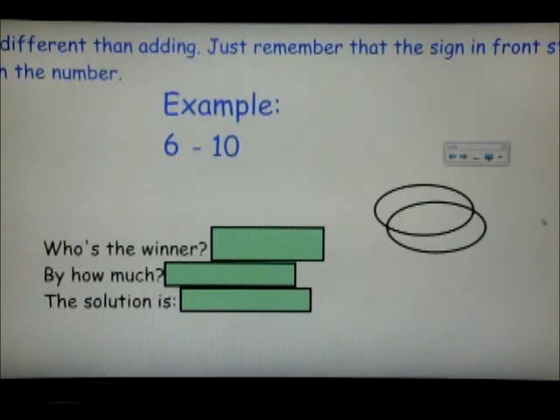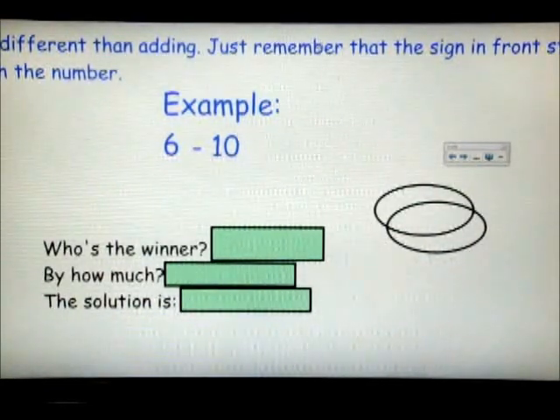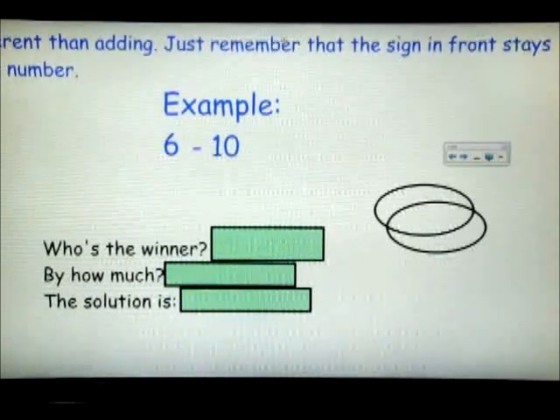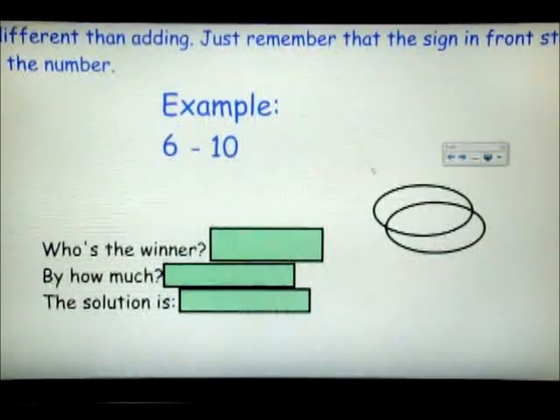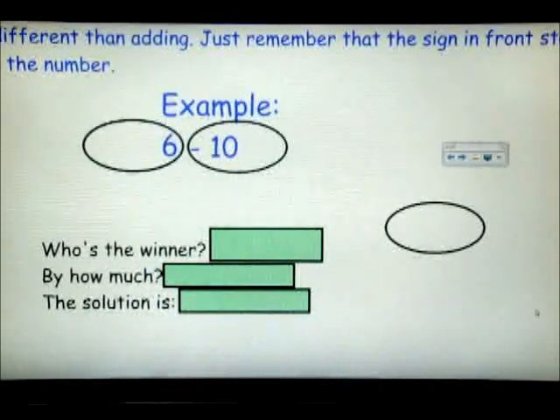So, like I said, it's really no different than adding. And it's a little bit hard to see on here, so I'm going to slide this over. Remember that the sign in front stays with the number. Let me show you what I mean. This is minus 10, or it's negative 10. We need to think about them the same way. When I do that, I just get to apply what we learned yesterday.